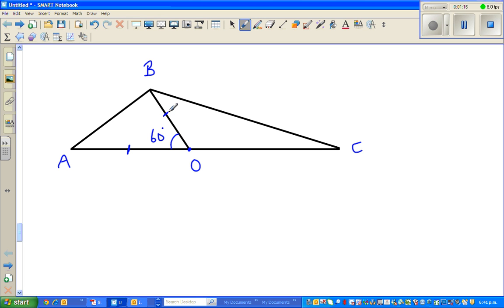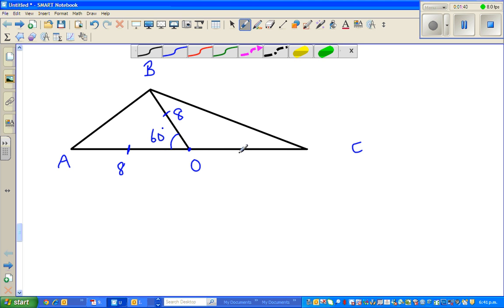So if this is 8 centimeters, this is also 8. This is not drawn to scale. Let me make it better. This doesn't look to be 8, so I'm going to slightly change it, and now it seems better. So this is 8 and this is also 8. Now you have to use a bit of geometry.